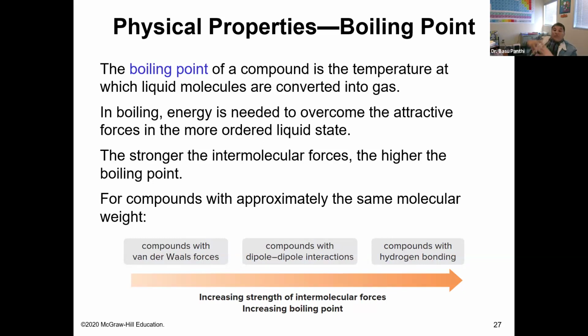How do we distinguish? How do we compare? What is the trend of the boiling point? Increasing intermolecular forces increases boiling point. So simple. Compounds with Van der Waals force have lower boiling point. Compounds with hydrogen bonding have higher boiling point.